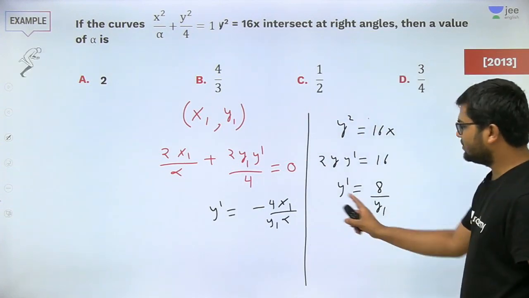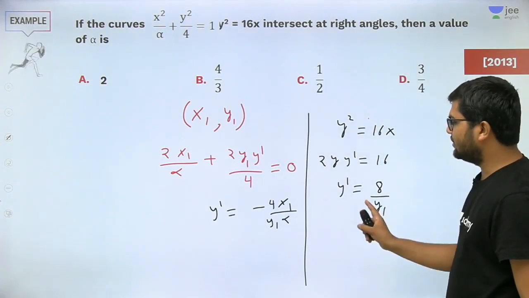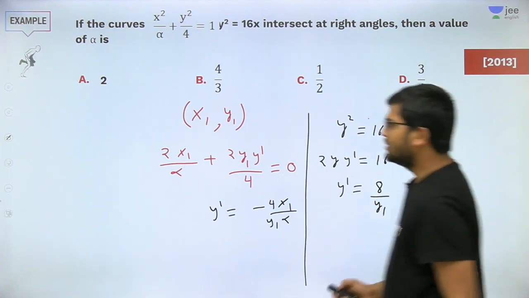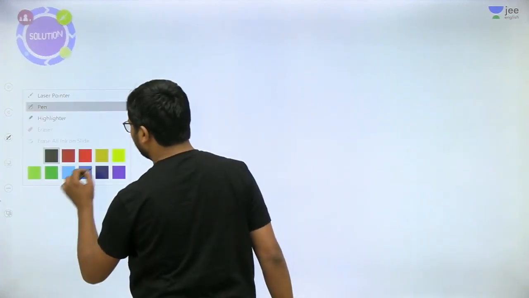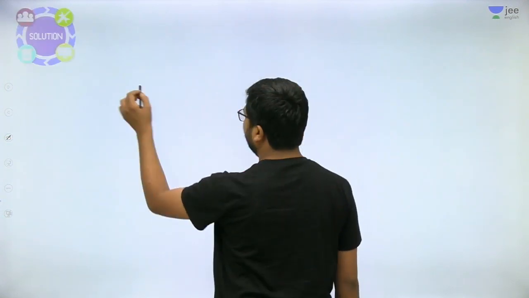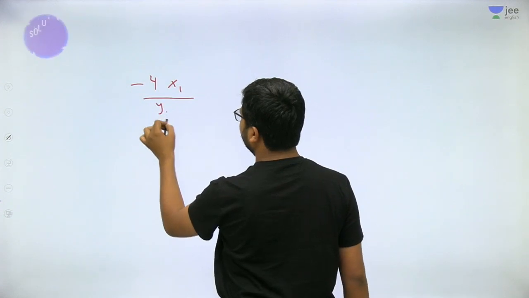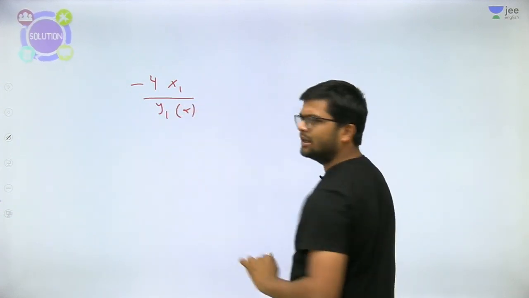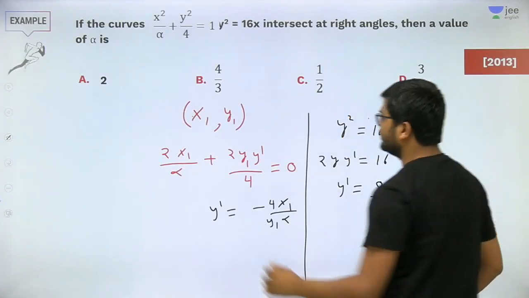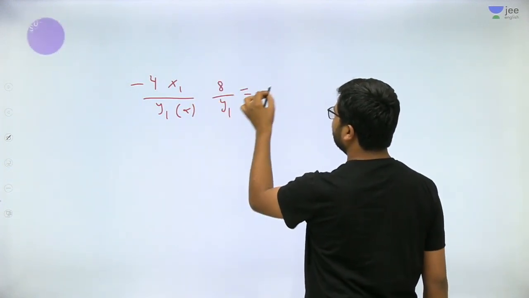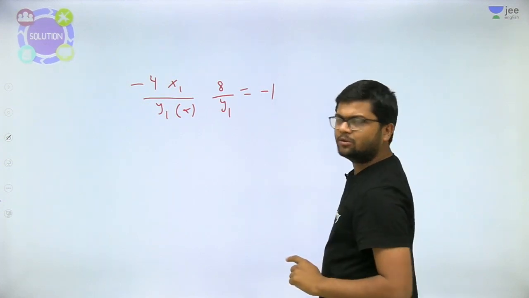Okay, now just multiply these two slopes and the multiplication will be -1 because the lines are perpendicular. So if lines are perpendicular, m1 m2 will be equal to -1. So what is the value of m1? It is -4 upon x1 into y1 into alpha. This alpha we need to calculate. Okay, and this m2 is 8 upon y1. This multiplication should be -1, m1 m2 should be -1.